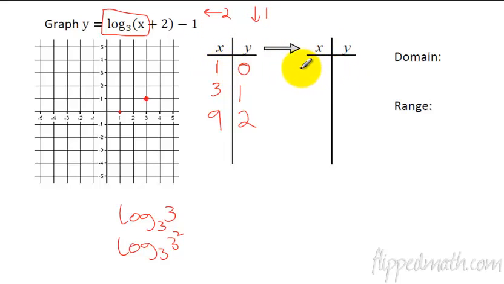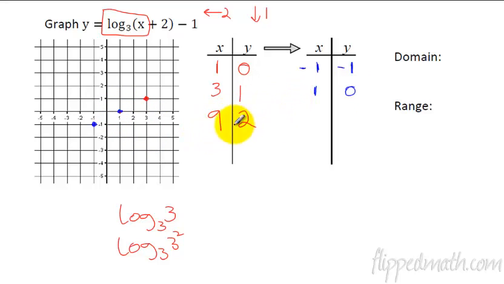So the 1 becomes a negative 1, and I'm going to shift it down 1, and the 0 becomes also a negative 1. So we'll go negative 1, negative 1, dot. And then the 3 goes left 2, so that becomes a 1. And the 1 goes down 1, so that becomes a 0. So 1, 0. Hey, look at that. It's on the same spot.